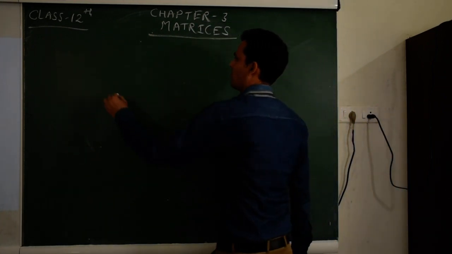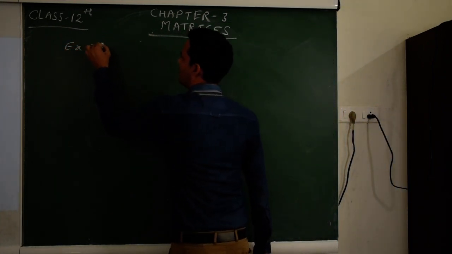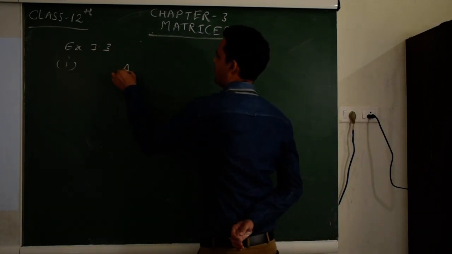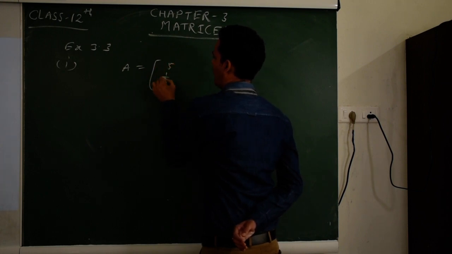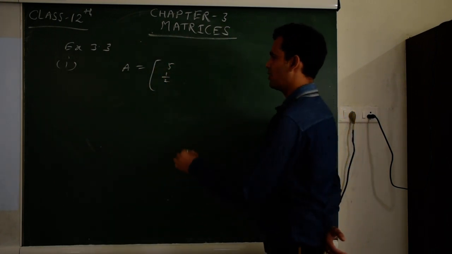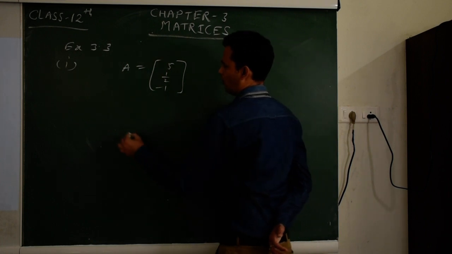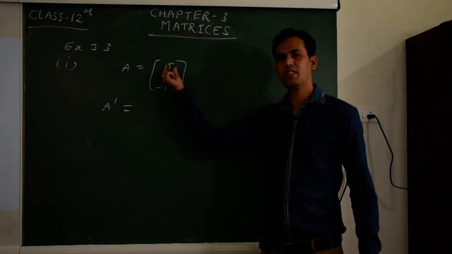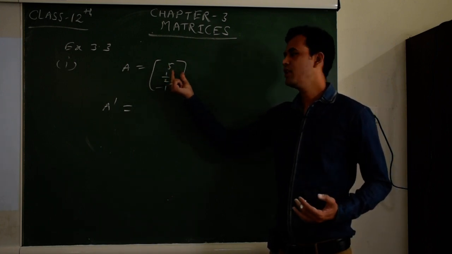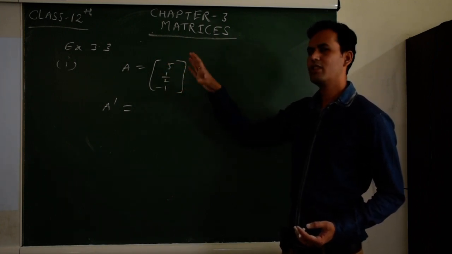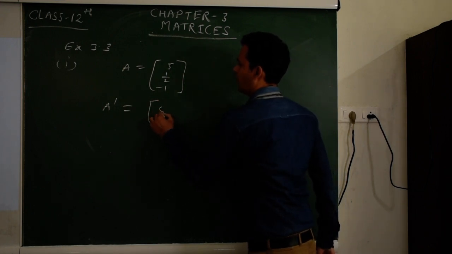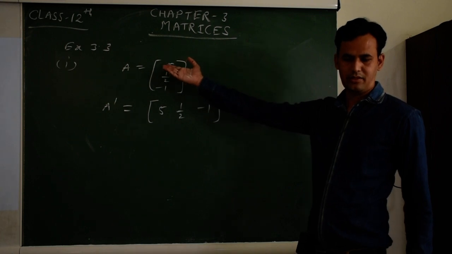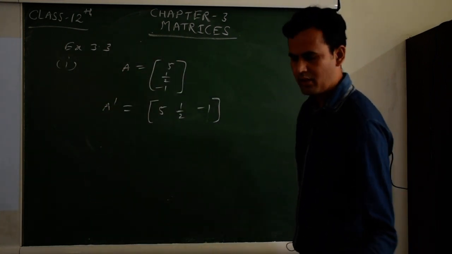NCERT exercise 3.3. Question number 1. A is the matrix 5, 1/2 and minus 1. We have to find the transpose, A transpose. Transpose means interchange of rows into columns. So there are 3 rows, we change them into 3 columns: 5, 1/2 and minus 1. This is the transpose of the matrix. So question number 1 is over.